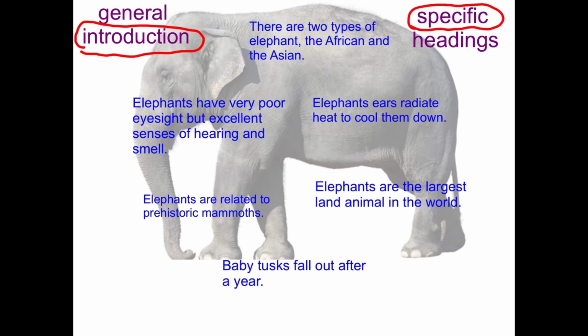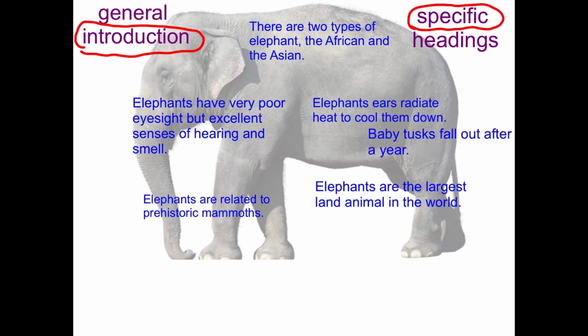So we could sort some of these and see if we can find out which ones are general, which ones could go at the start to explain what we're writing about. What's this one down here? Baby tusks fall out after a year. People would think, what are tusks? So that has to go over there. So you can't really write about that until you've started writing about tusks.